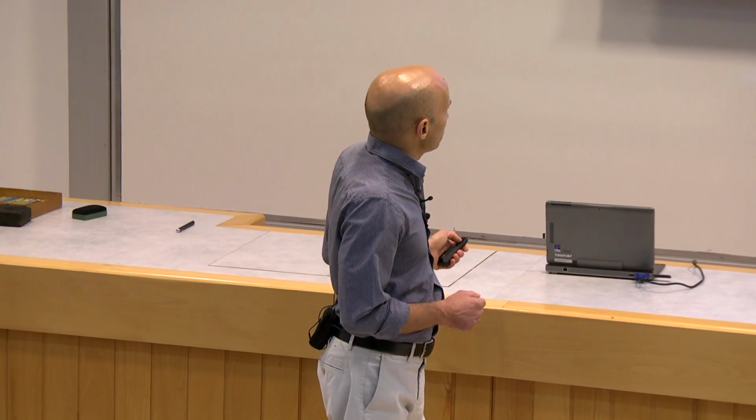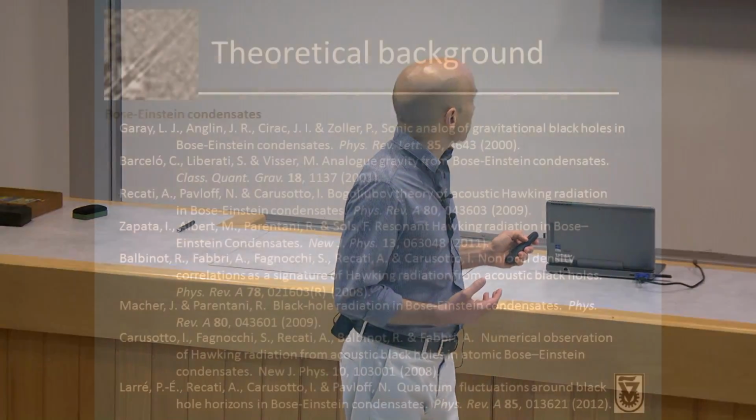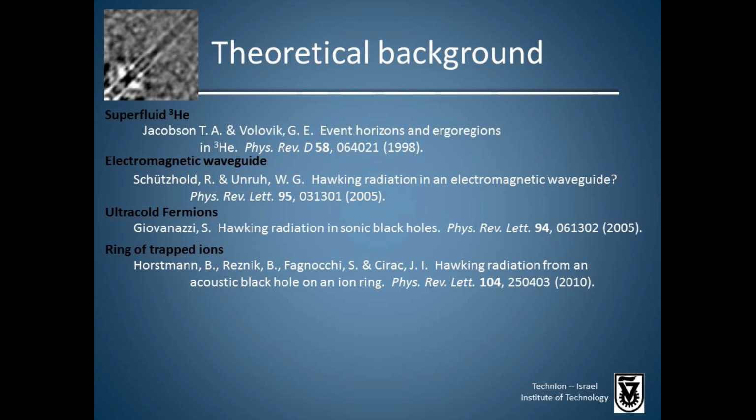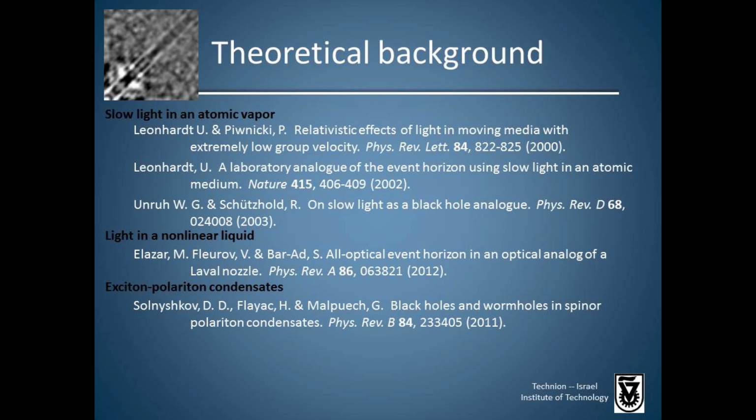Now, the medium in which one can make this analog black hole could be, for example, a Bose-Einstein condensate, or superfluid helium-3, or an electromagnetic waveguide, ultra-cold fermions, rings of trapped ions. There have been many systems proposed. Slow light in an atomic vapor was considered for a while, but then it was found that it wouldn't actually work. Light in a nonlinear liquid is a possibility, or exciton-polariton condensates.